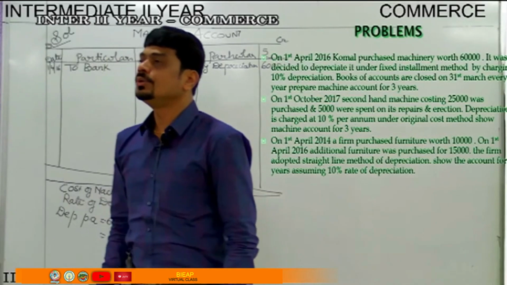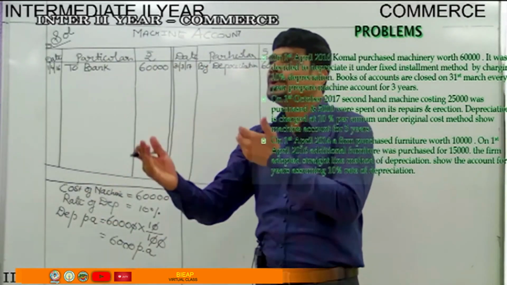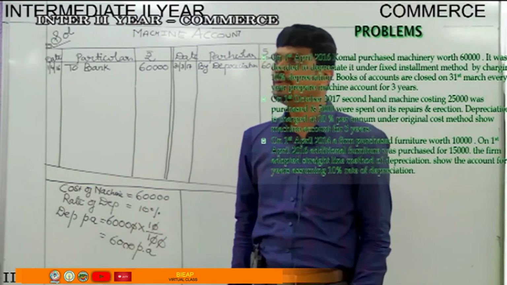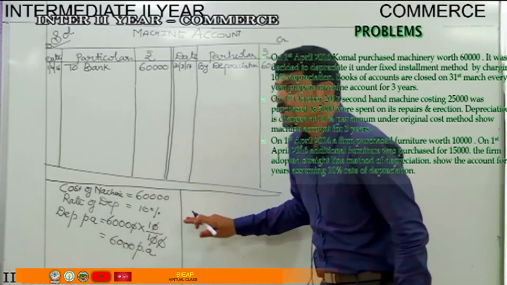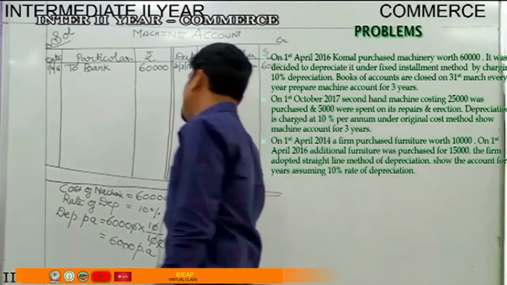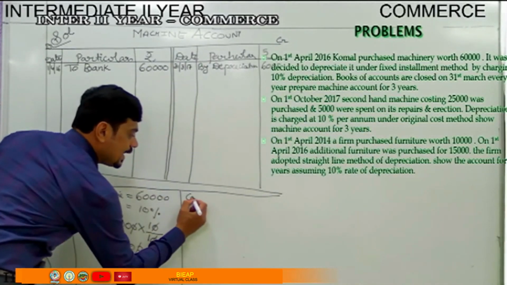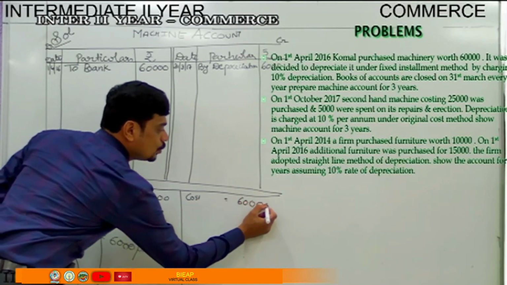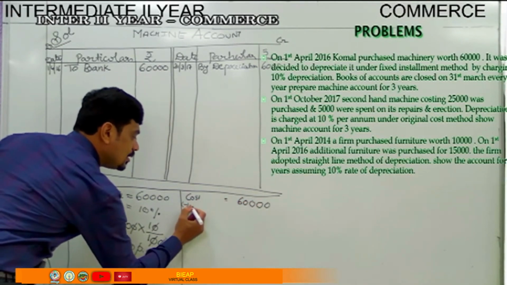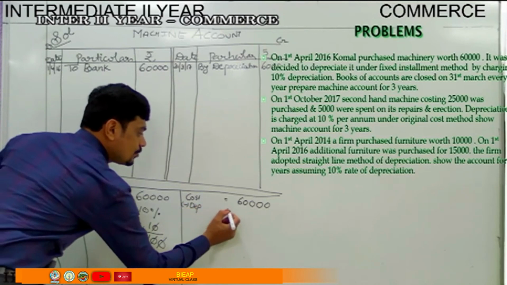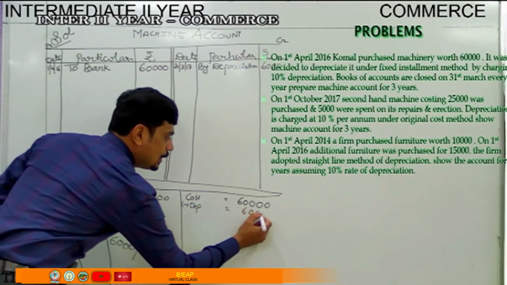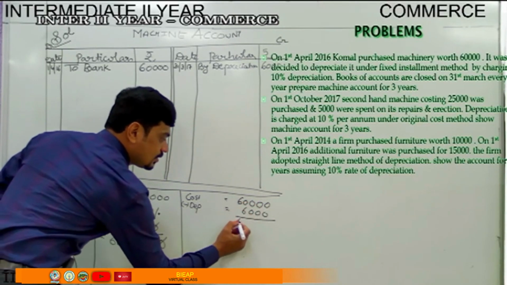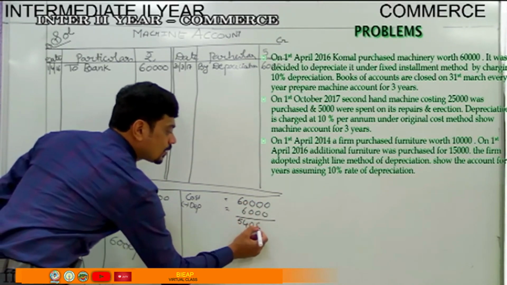Generally, what you all will do is take one rough paper, do the working here and there, and you will be confused. No confusion from now onwards. Your working can be here. We'll write cost. Cost is 60,000. From that we'll minus depreciation. How much is depreciation we are going to charge? 6,000. 60 minus 6 gives you 54,000.